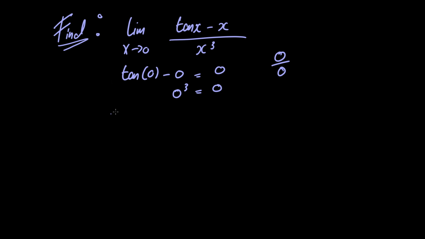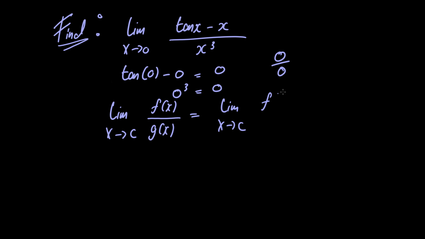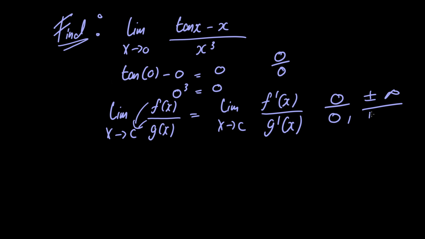L'Hopital's rule basically says that if you have a limit as x approaches some value c of two functions f of x divided by g of x, this limit is equal to the limit as x approaches c of the derivative of f of x divided by the derivative of g of x, given that f and g are both differentiable at c and that the limit is of indeterminate form 0 over 0 or plus or minus infinity over plus or minus infinity. That criteria is satisfied for this problem up here, so let's go ahead and use L'Hopital's rule to try and solve it.